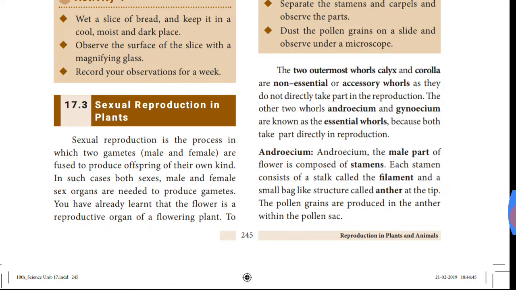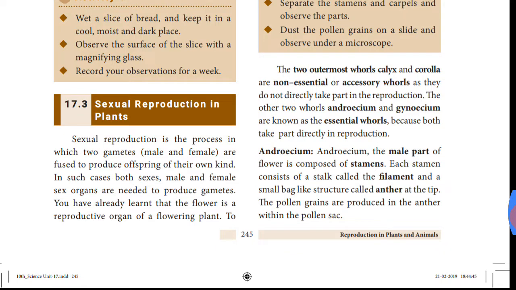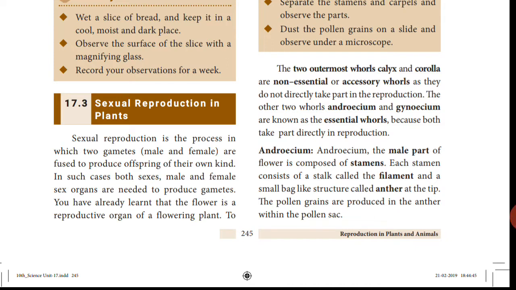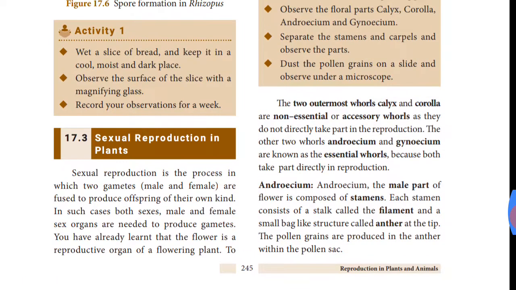What is vegetative reproduction? The reproduction that takes place by the vegetative part is called vegetative reproduction. Asexual reproduction is the formation of spores from a single parent. So reproduction that takes place by a single parent, by the formation of spores, is asexual reproduction.